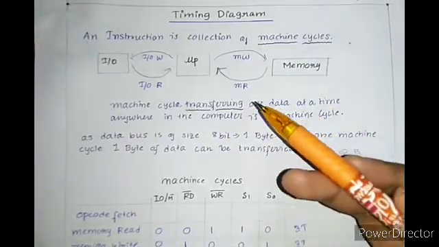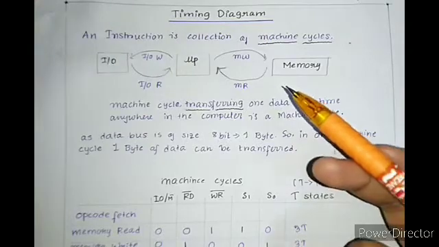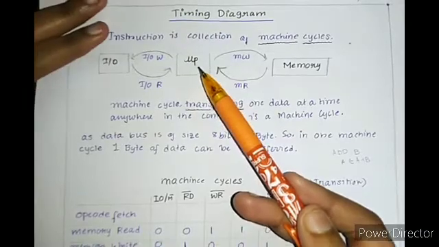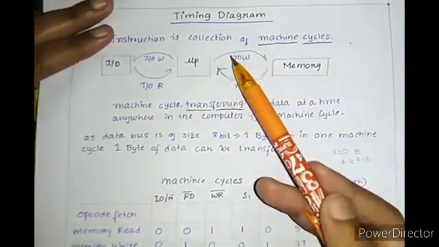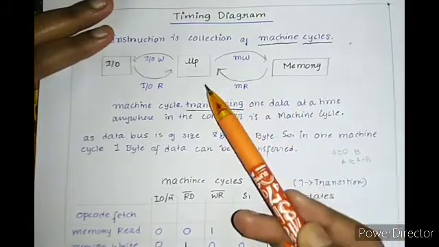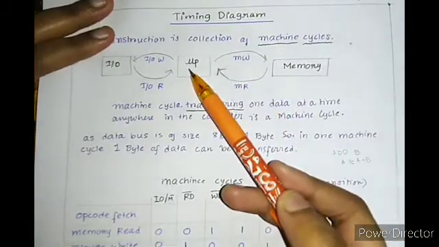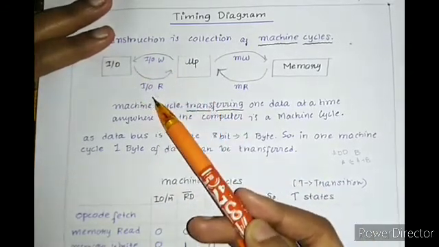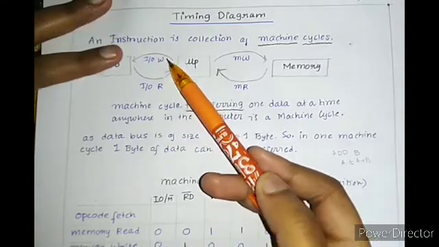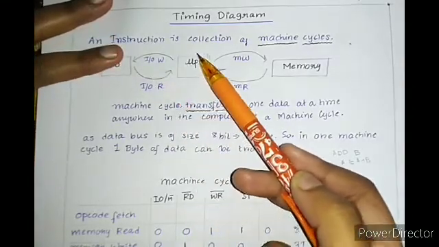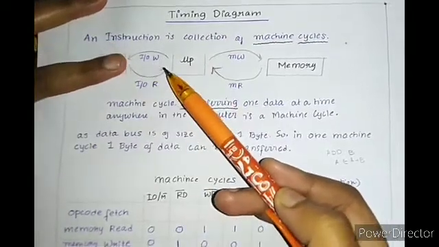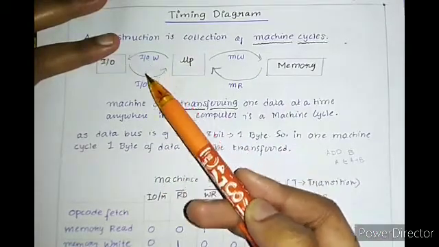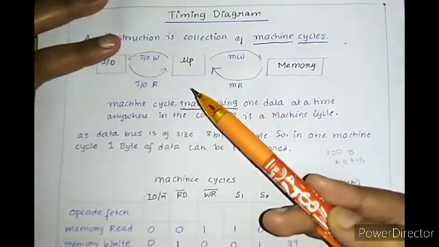How? Okay, so we know that this is our MUP, this is memory, this is IO. The kinds of operations that can be performed are from MUP to memory, memory write; from memory to MUP, memory read; MUP to IO, IO write; and IO to MUP, IO read. Always decide this write and read operation according to the MUP. So these four are machine cycles.